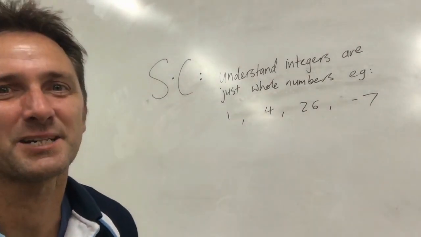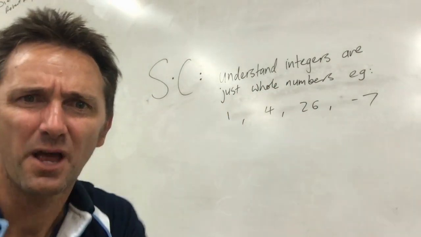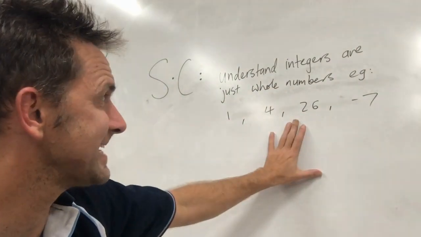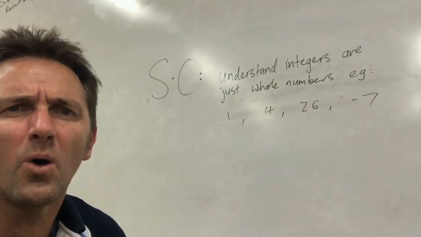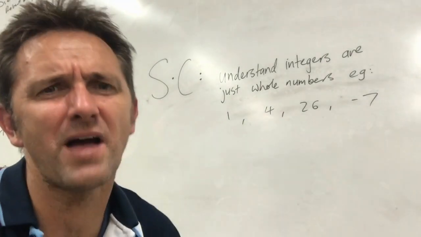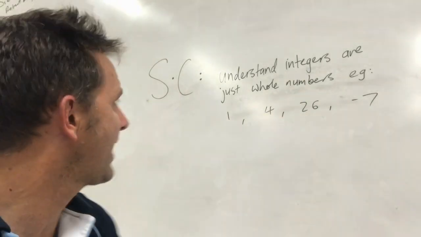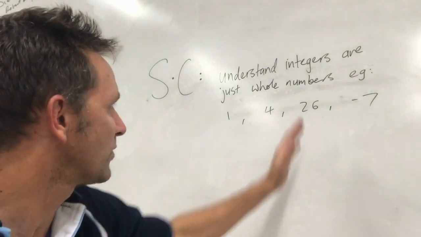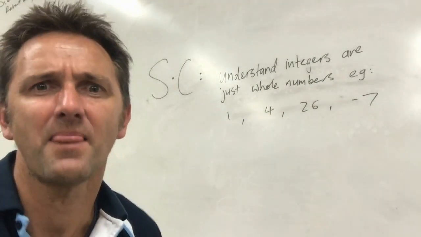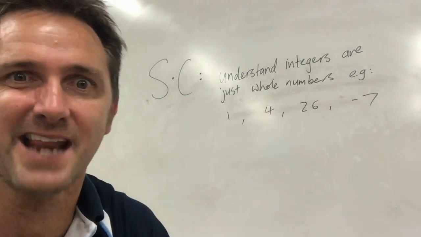The first part of our success criteria is that we would understand integers are just whole numbers. For example, 1, 4, 26, -7. These are whole numbers that are integers, and they're integers because they don't have a fraction on them, or a decimal value that comes after them. They're not 1.2, or 3 1/4. They are simply 1 and that's it, or 26 and that's it, or -7 and that's it. No fraction, no decimal amount, they're just whole numbers. They can be positive or negative. Now we're going to look at some negative integers.